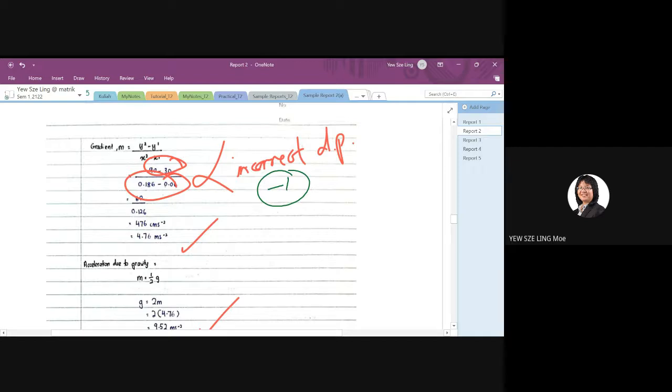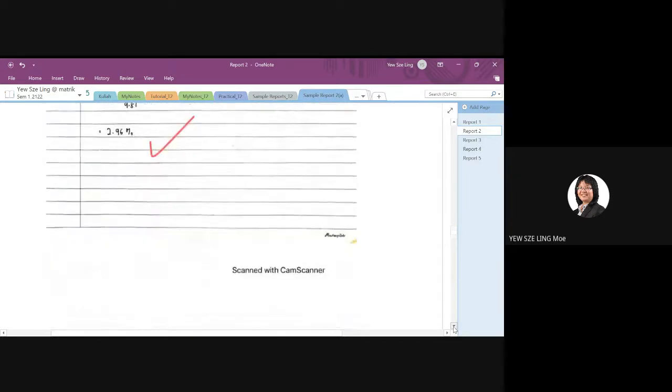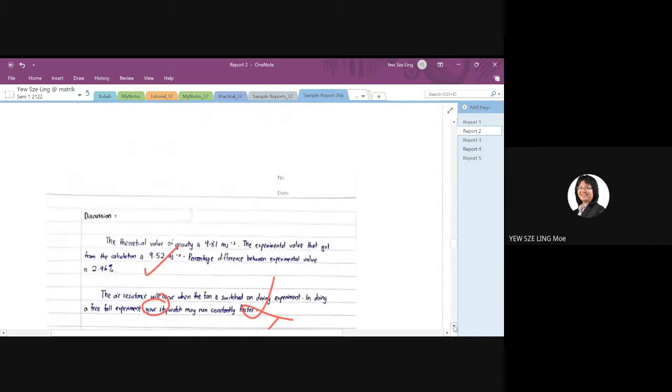Because you see, it's not just incorrect decimal places, but inconsistent. This one you give me 3 decimal places, this one you give me 2 decimal places. So in this case, it's also considered as wrong, and 1 mark will be deducted. The rest of the calculation is correct. No problem. So let's see.